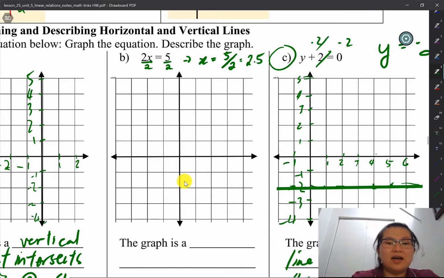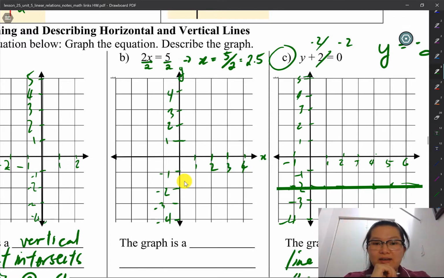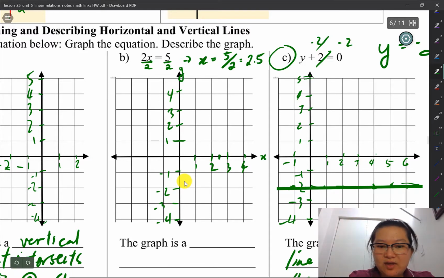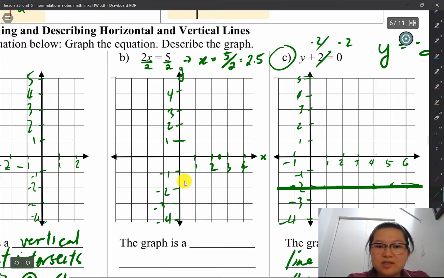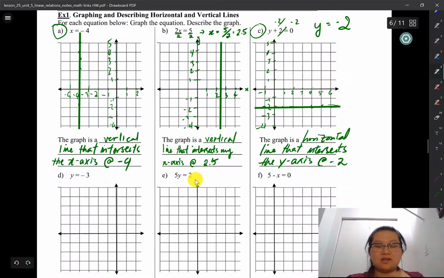So let's label my graph here. Okay, so then I have x is equal to 2.5. That's going to be somewhere here in between the two lines on the side. So that just means my value of x will always be 2.5 no matter what my y is. So I'm going to get a vertical line, and this vertical line is going to intersect my x-axis at 2.5. Okay, so that was B.